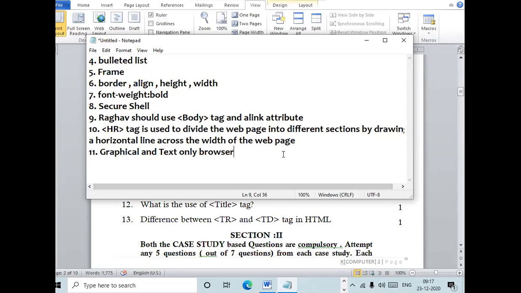Am I clear? Up till all these 11 questions, am I totally clear to everybody? Garv, Manjot, Diljit, am I clear? All right. Now, 12th question.